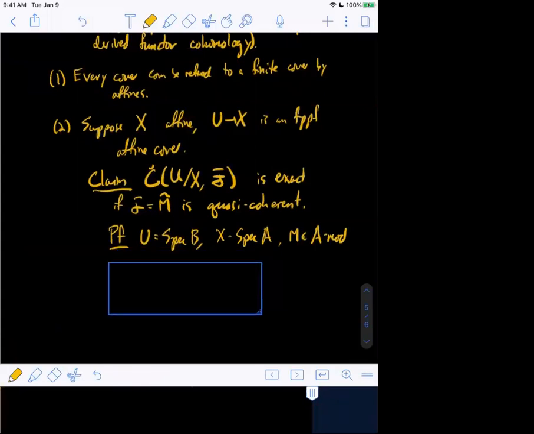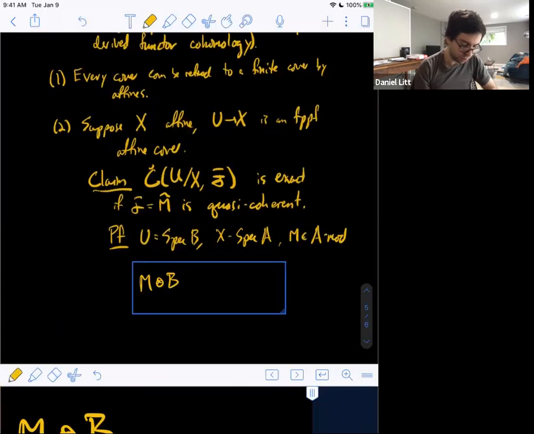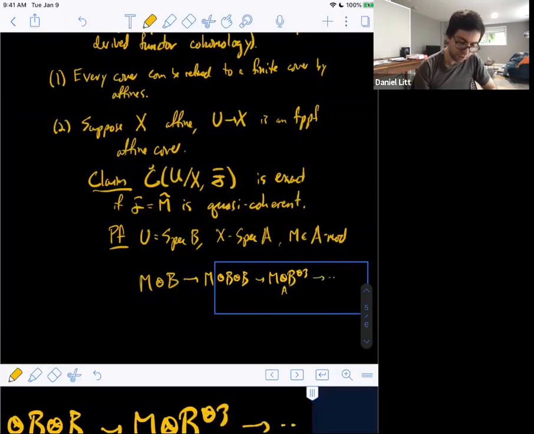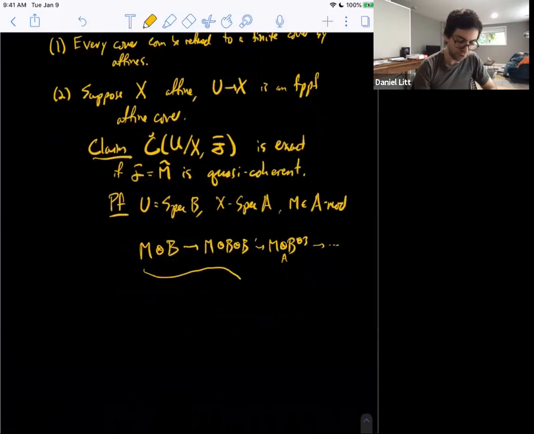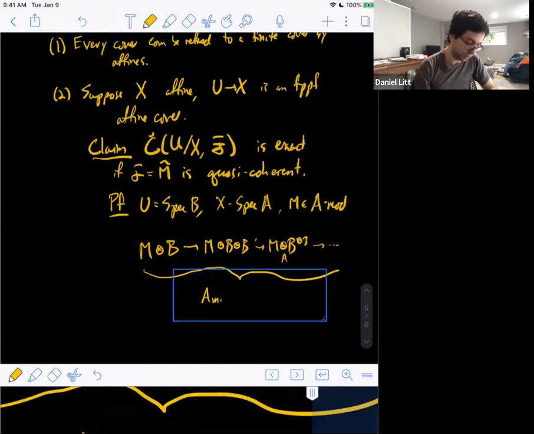That's exactly right. So the complex you get is, let me just write it. Here's M pulled back to U, the sections of M on U. Then this maps to M on U times U, and this maps to M tensor B cubed. Here, all these tensors are over A, and so on. We had a name for it. We only really studied the first two terms of it, but I made a remark. This is called the Amitsur complex.